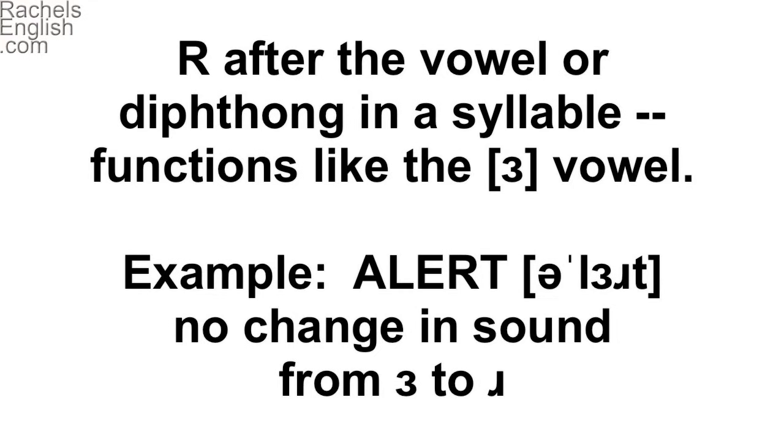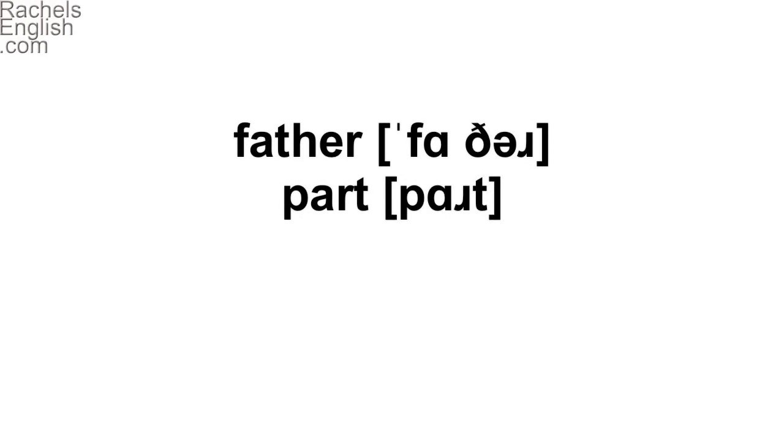And this R consonant as a vowel sound occurs anytime the R consonant comes after the vowel or diphthong in a syllable. For example, in the word father. It's that same sound. Even in a syllable where there is a distinct separate vowel sound before the R consonant, for example, in the word part, part. It may be a little quicker here, but it's that same R consonant as vowel sound.